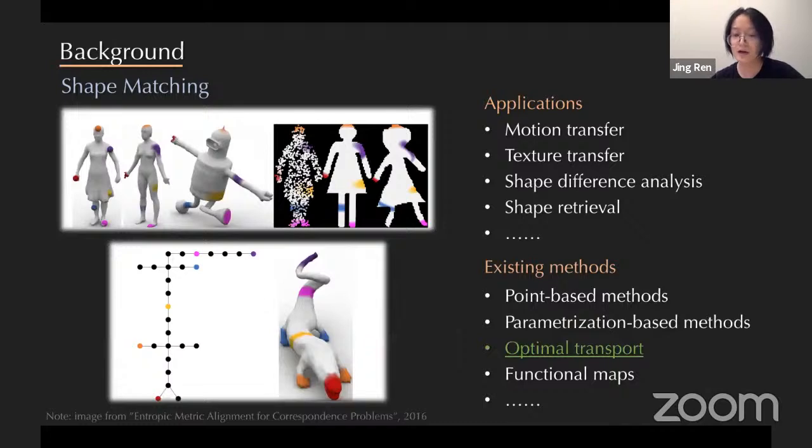We can also use optimal transport to formulate the shape matching problem. For example, we can think of a shape as some kind of distribution of 3D points on the surface. We can then formulate the shape matching problem as trying to transport a distribution of points on the source shape to another distribution defined from the target shape. In this case, we can use the domain knowledge in optimal transport to solve the shape matching problem.